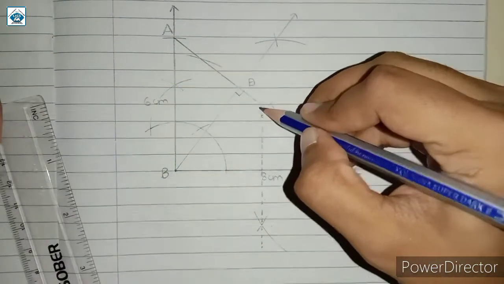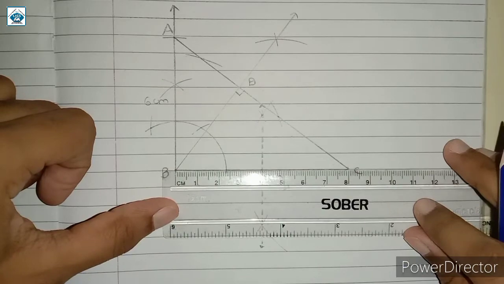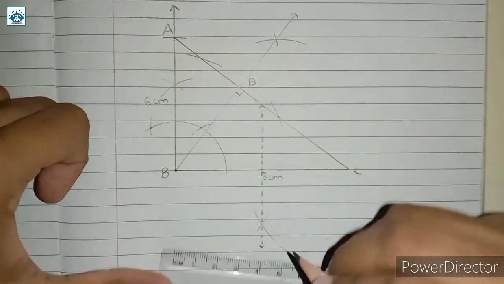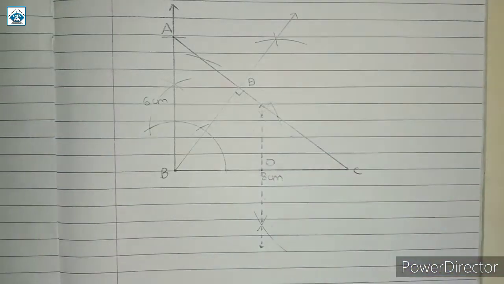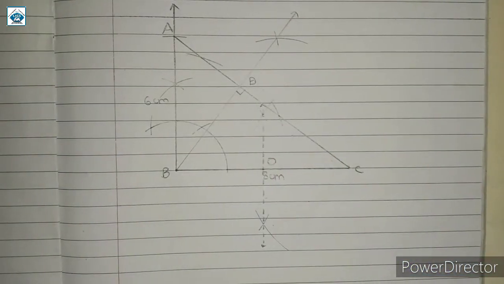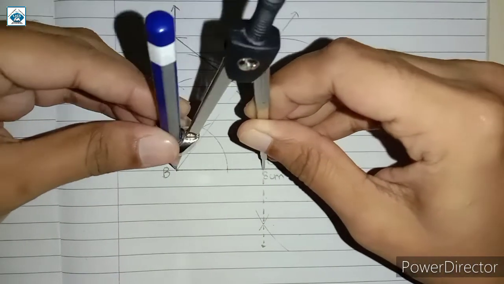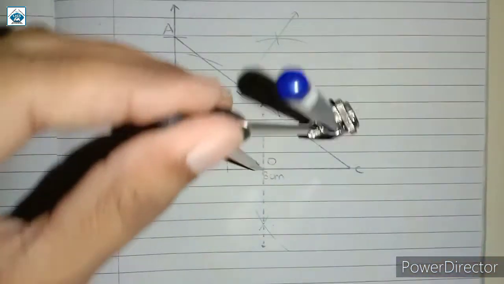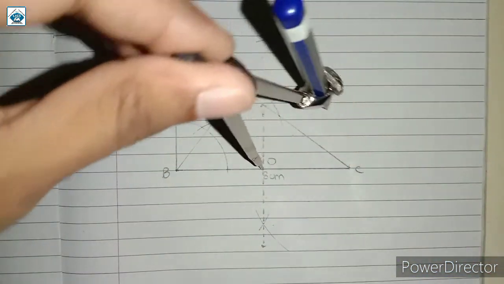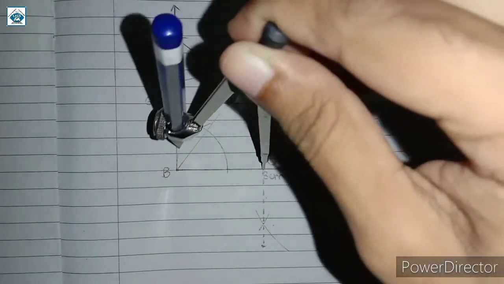Now since BC is of 8 centimeter, this will be at 4 centimeter because it is the midpoint. Let this point be point O. अब इस point को center मानकर radius equals to OB which is equals to 4 centimeter exactly, and this is also equals to OC, right? We are going to construct a circle like this.